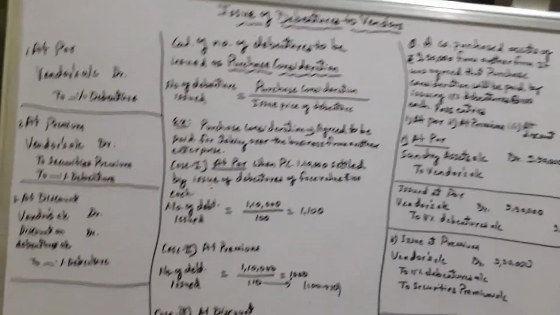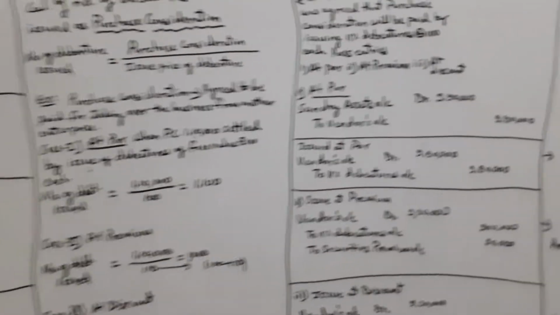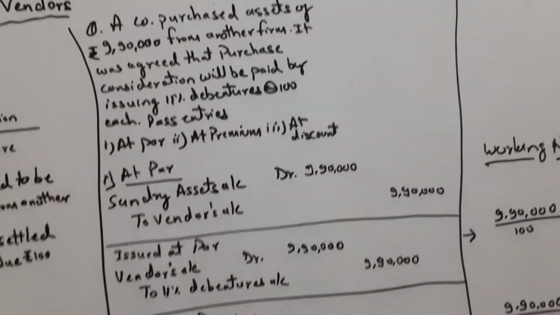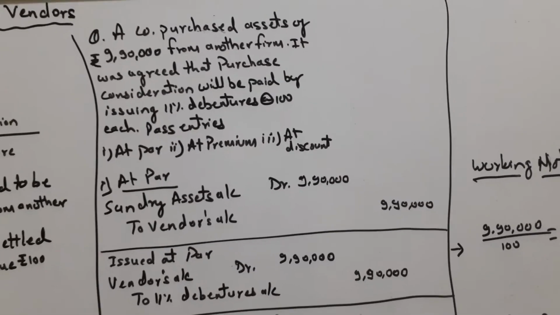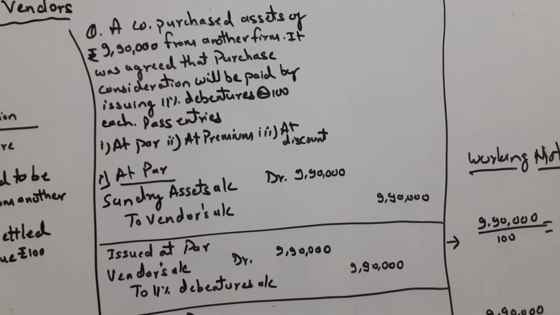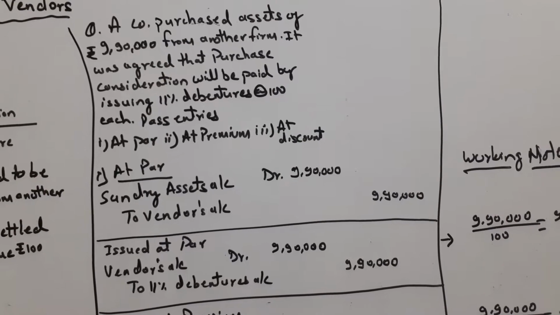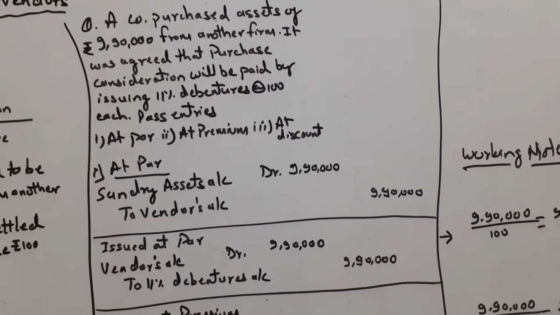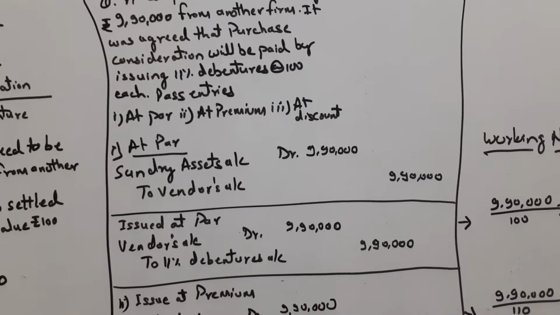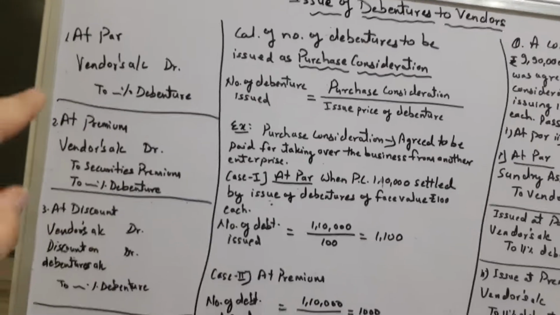Now after going through this formula or method, let's see a question. The question is asking what details are given. A company purchased assets of 9,90,000 from another firm. It was agreed that the purchase consideration will be paid by issuing 11% debentures at the rate of 100 rupees each. Pass entries, and all three cases are given: at par, at premium, and at discount. As you can see, I have written the debenture.